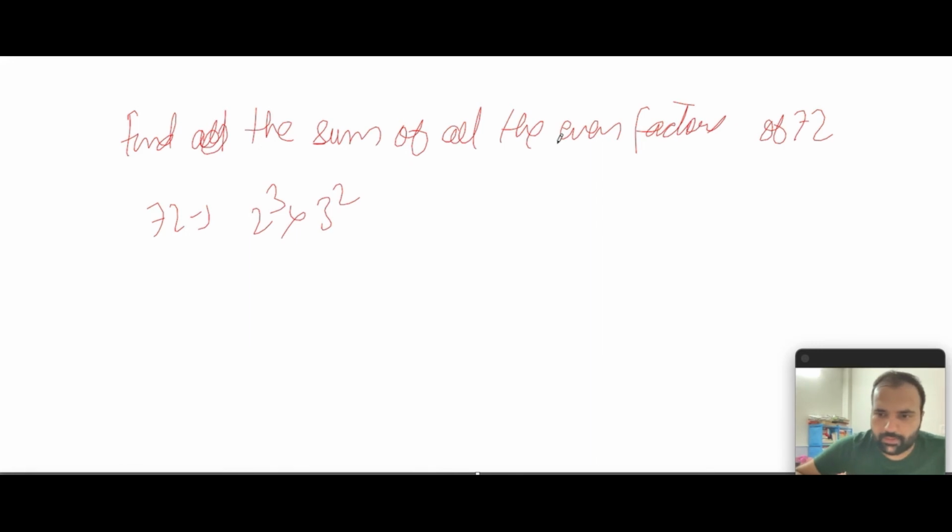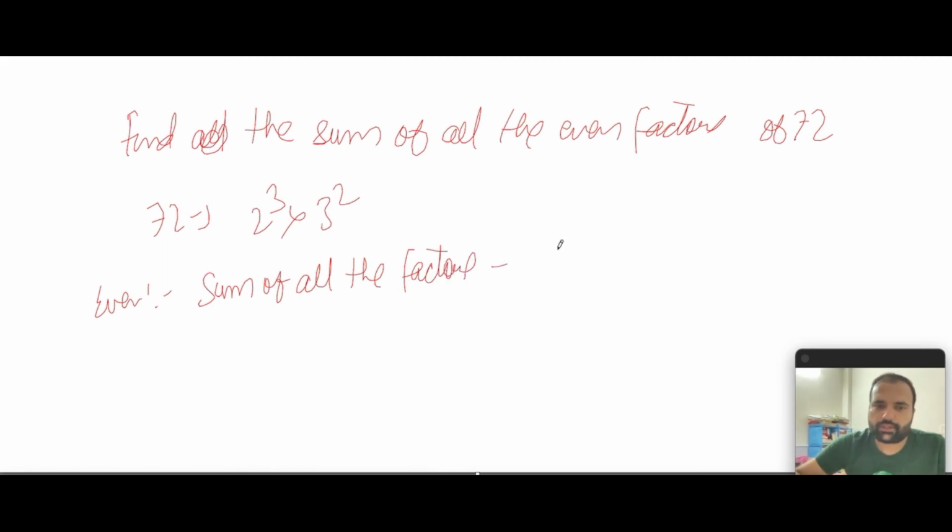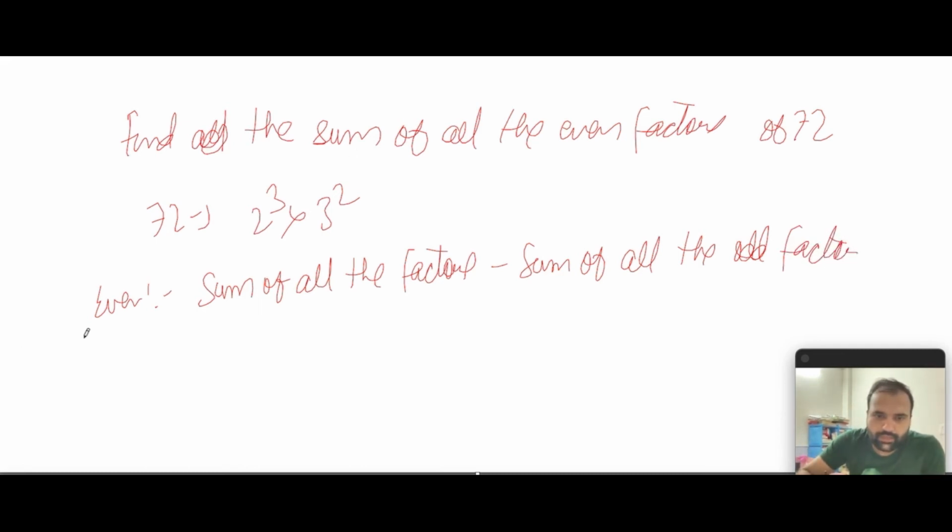There are two ways to do this. First, we can take the sum of all the factors. We need even factors, so we can take the sum of all the factors and subtract the sum of all the odd factors, isn't it? Think about it. We know how to take the sum of all factors. We can use a formula, or we can use another way as well. It's not at all harmful.